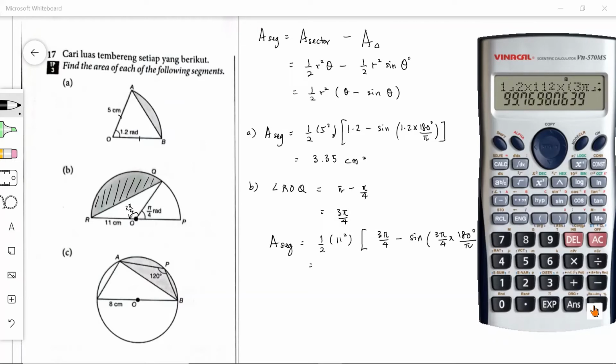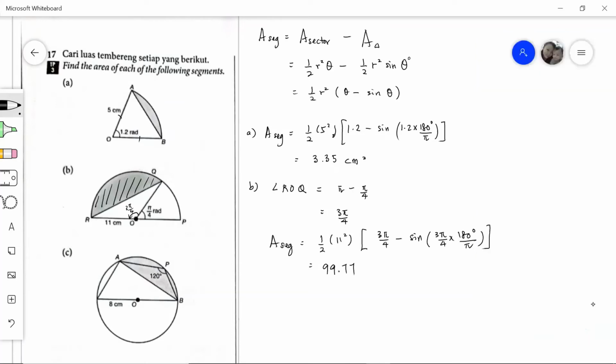So the answer is 99.769. So we need to round off to 4 significant figures. We will have 99.77. 99.77 cm squared. So we found the answer for B.